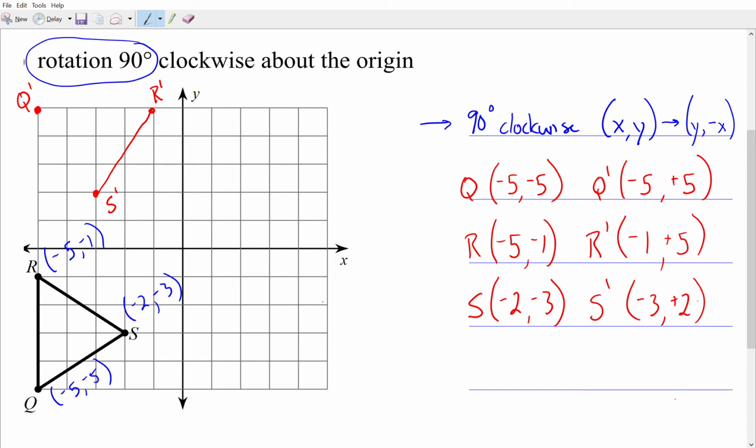Now, we draw this, we connect the points, and we have, wonderfully, I know I'm not a great artist here, hopefully it worked out, we have rotated this triangle 90 degrees clockwise. Awesome.